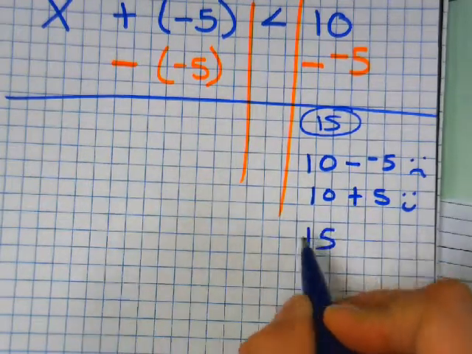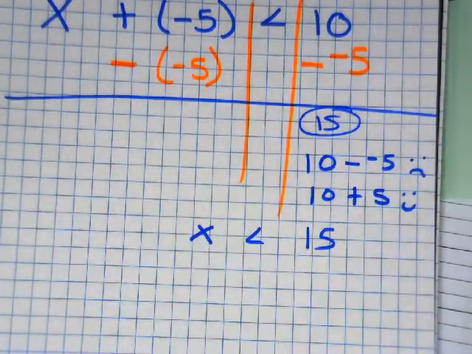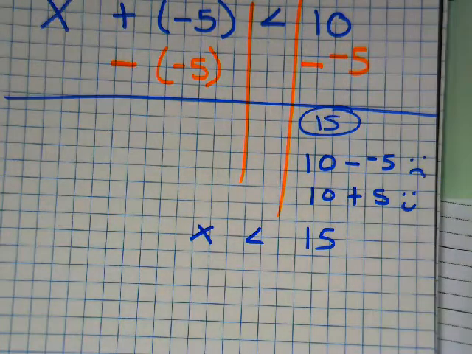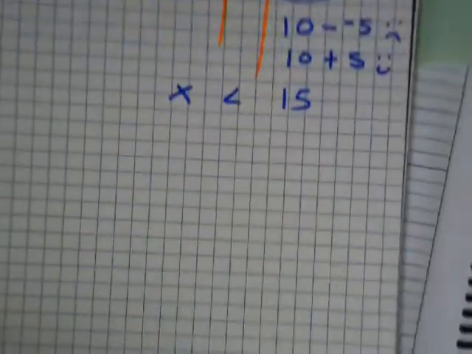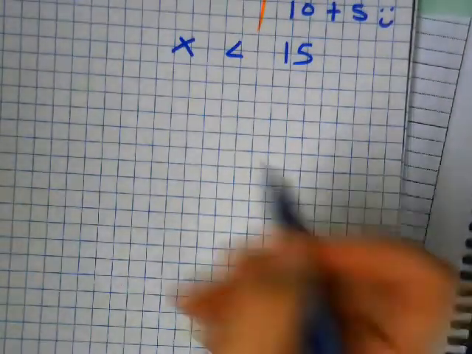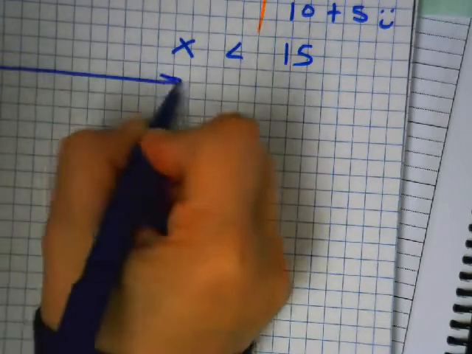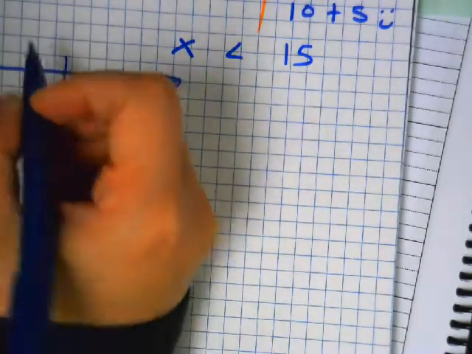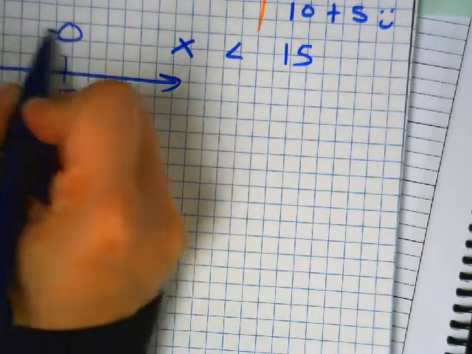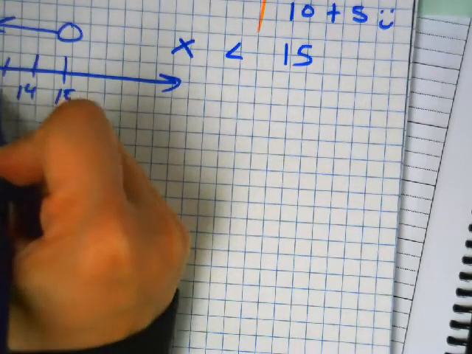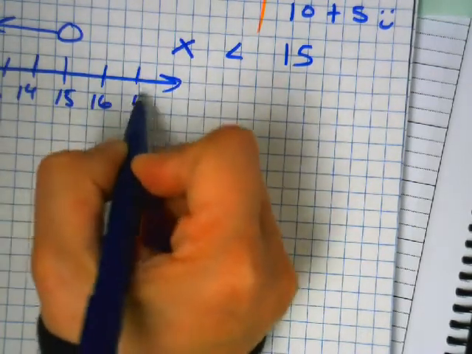So x is less than 15. I did it incorrectly, differently, and still got the answer correct. Okay. All right. Open or close circle? You got lucky. Open. Open and then shade to the left.